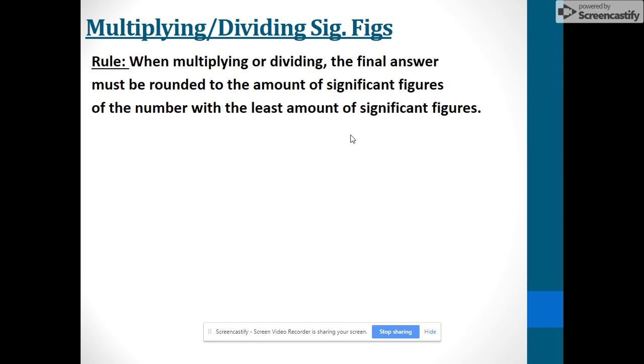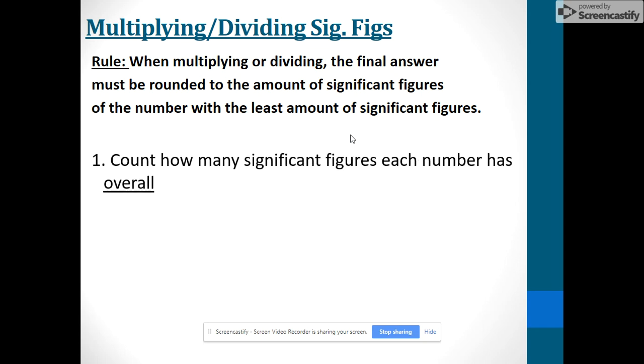So the rule's a little different with multiplication and division. We need to round our final answer according to the number that has the fewest significant figures. What that looks like is very similar to the process that we use with addition and subtraction, except now we're focusing on sig figs instead of decimal points. So we count how many significant figures each number has.